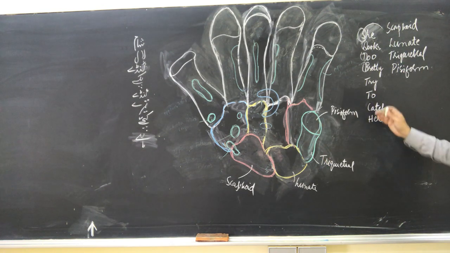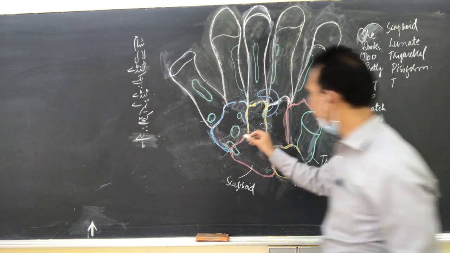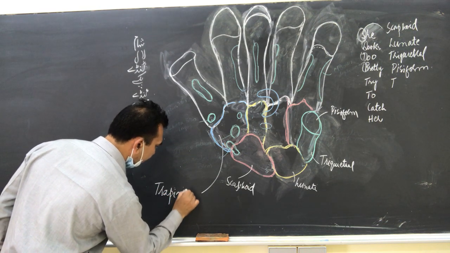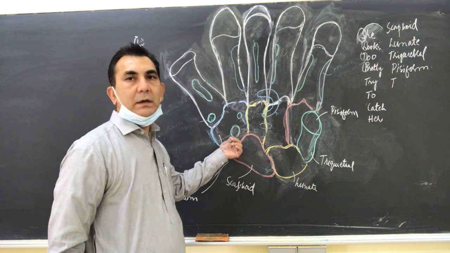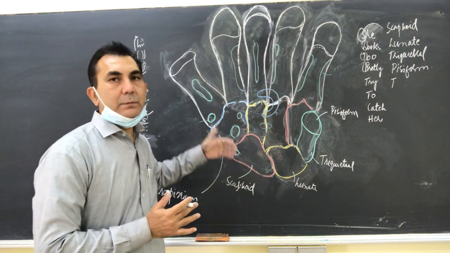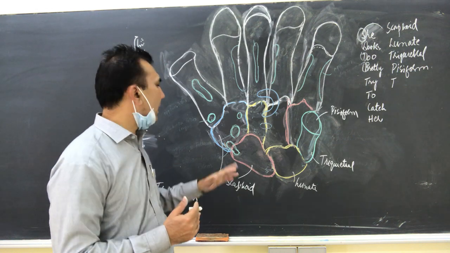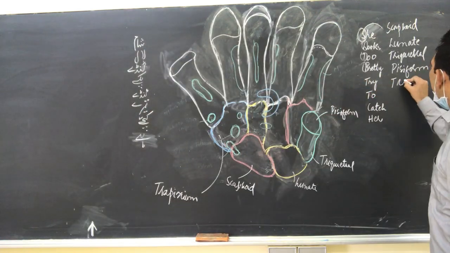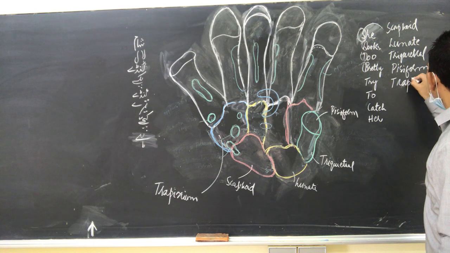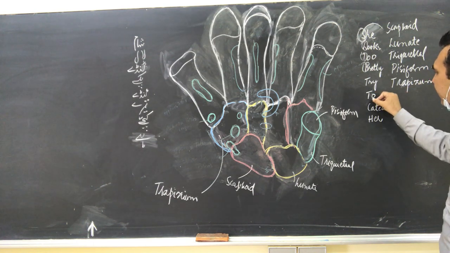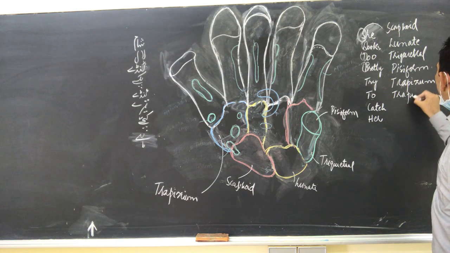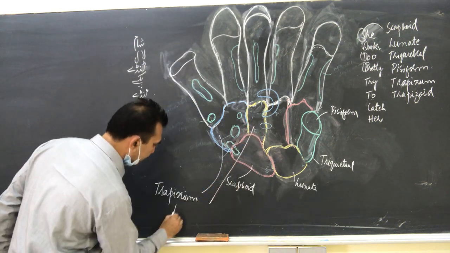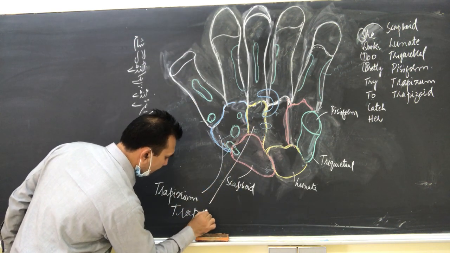Now, try to catch her: T is for trapezium. This is the second row, the distal row, from the lateral side. The first carpal bone of the distal row is called the trapezium, and the second one is called the trapezoid.